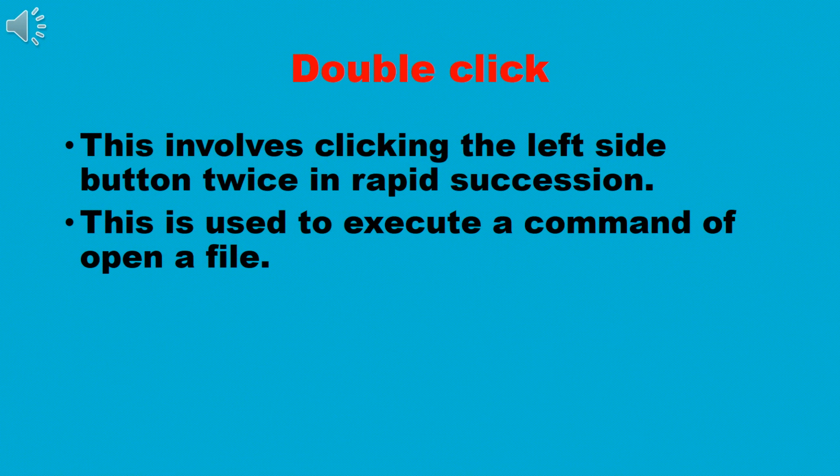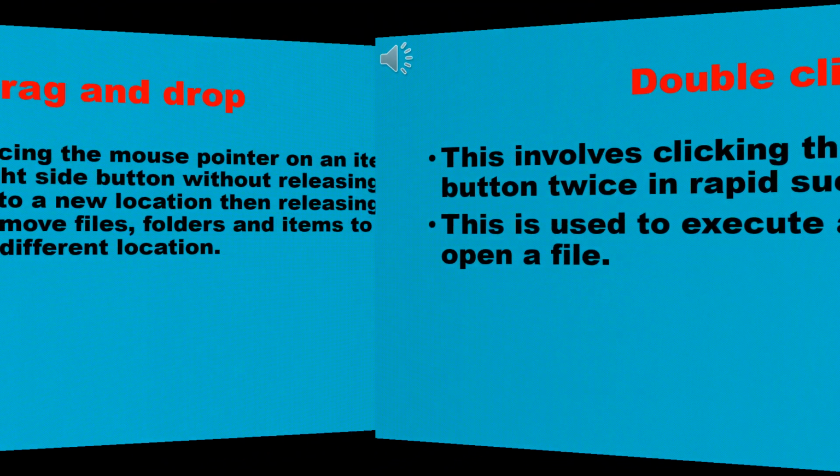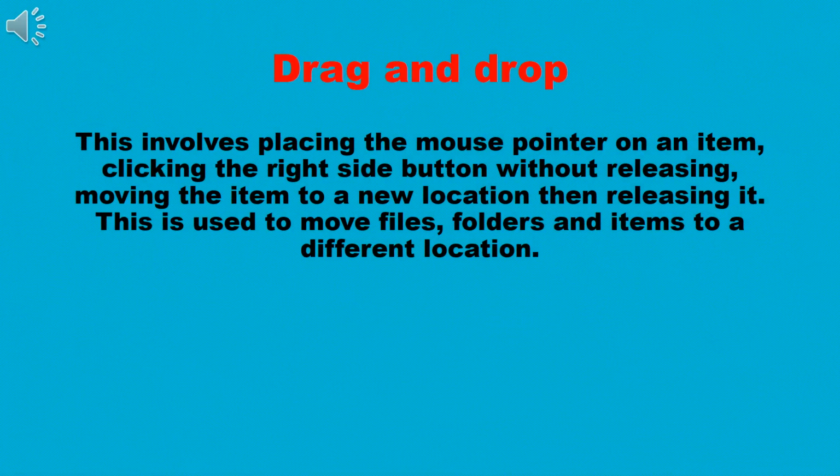Double-click. This involves clicking the left side button twice in rapid succession. This is used to execute a command or open a file. Drag and drop. This involves placing the mouse pointer on an item, clicking the right side button without releasing, moving the item to a new location, then releasing it. This is used to move files, folders, and items to a different location.